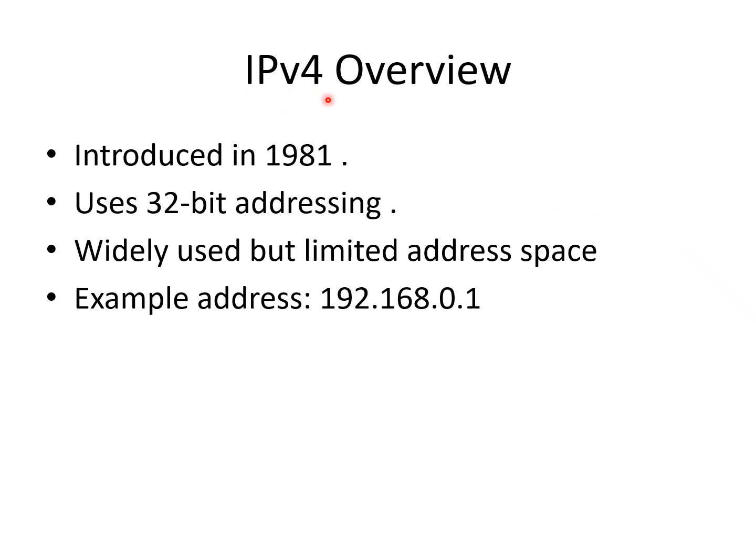Now, what is IP version 4? IP version 4 was introduced in 1981. It uses basically 32-bit addressing and it is widely used, but it has limited address space. An example of an IP version 4 address is 192.168.0.1. This IP address is also known as a logical address of a device in a computer network.